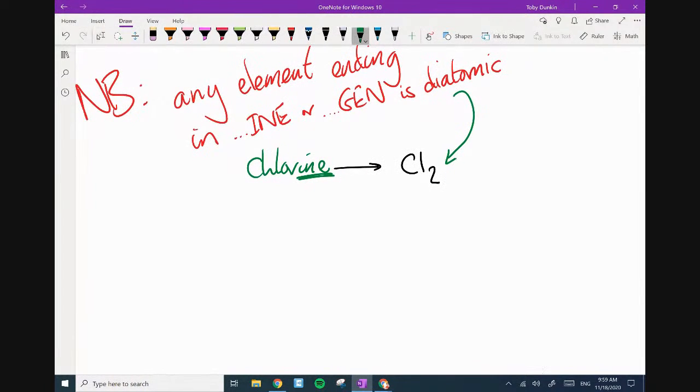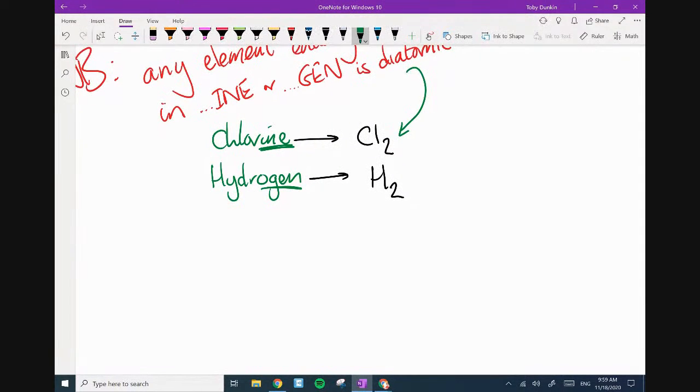Yeah, chlorine. Let's do another one. Let's do hydrogen. Translate. We see the gen. It's H2 as a formula. Let's do another one, just for fun. Let's do iodine. Underline the ene, recognizing that it's going to be I2.